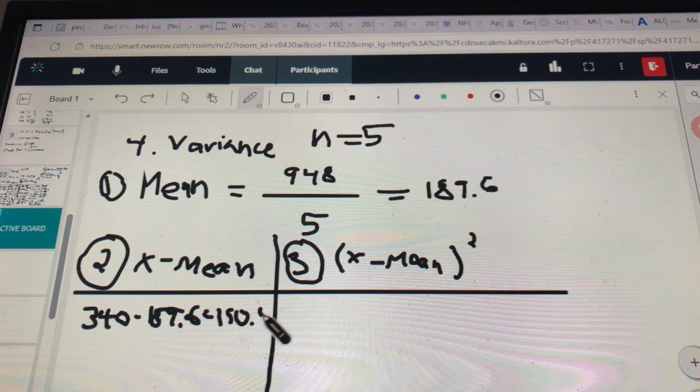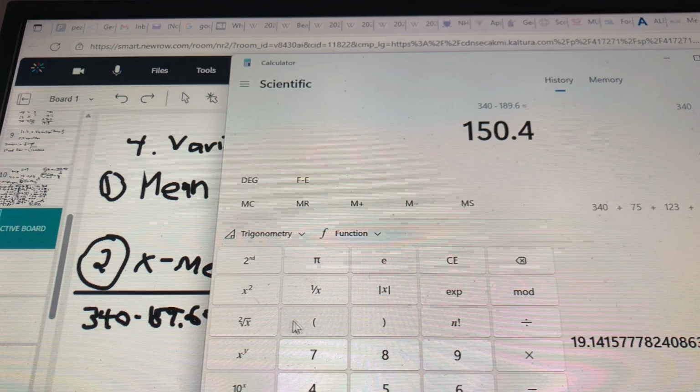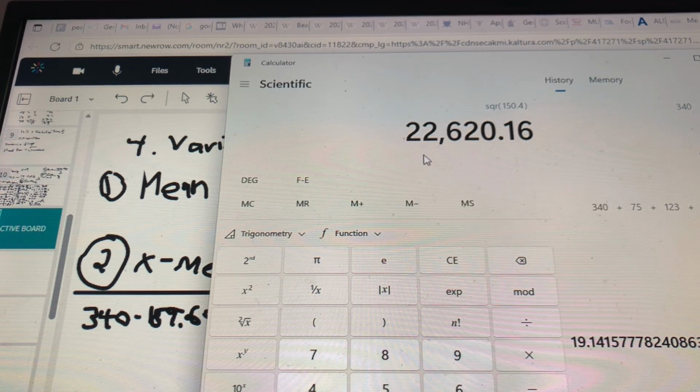See, you can do all of step 2 first and go all the way down and do all 5 of these, then come back and do step 3. But then the problem is you're going to have to retype the answers that you got when you go to square them. Since I want to square 150.4 as step 3, it's sitting on the screen right now. I can just hit the squared button and it goes so quickly I don't have to come back and retype it later. 22,620.16.